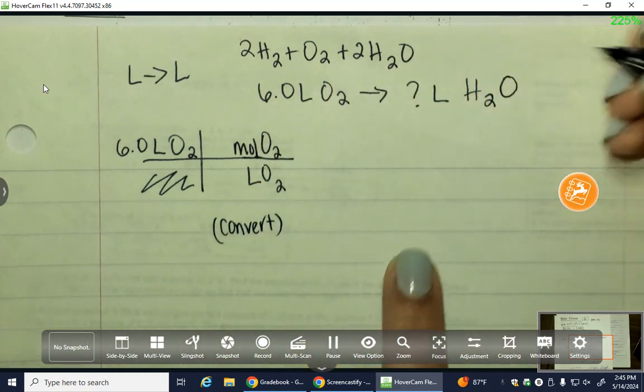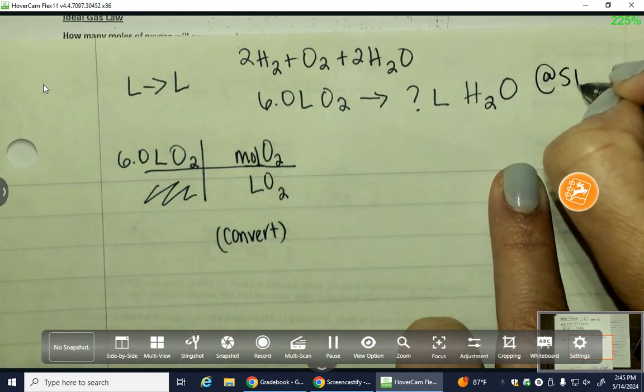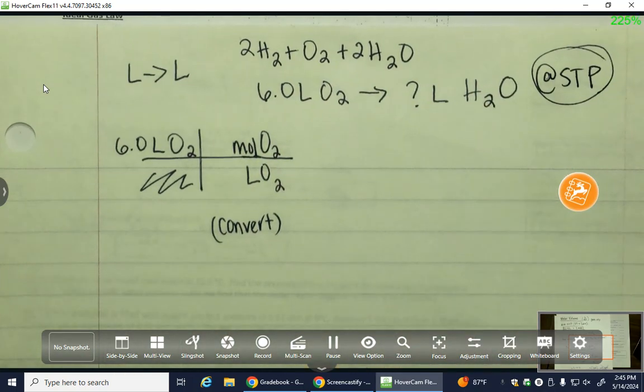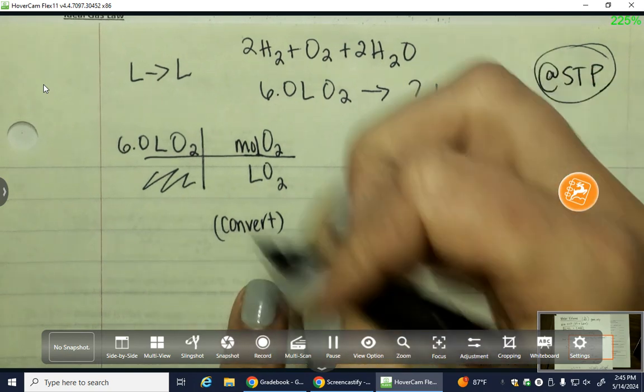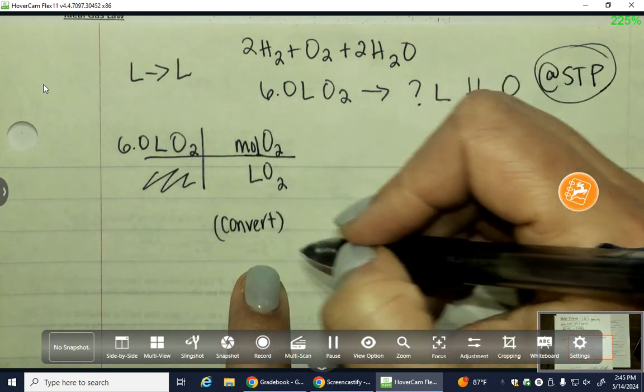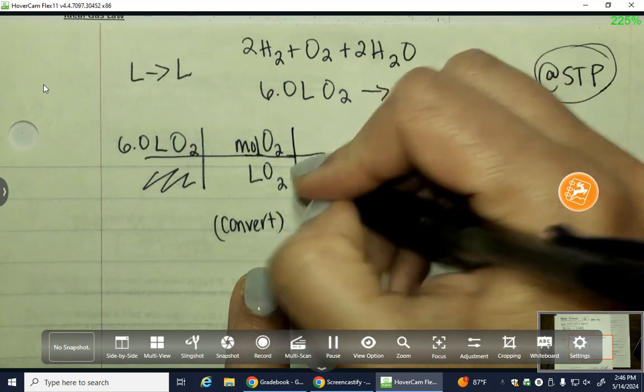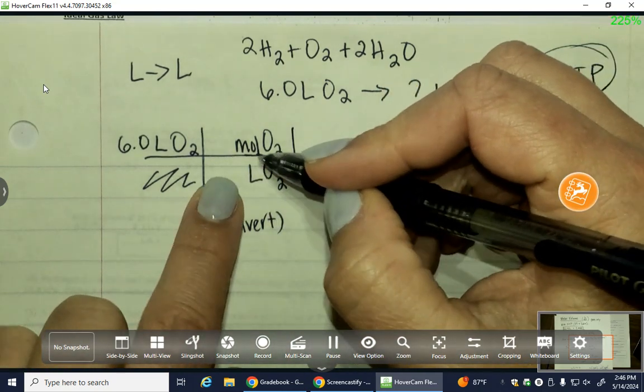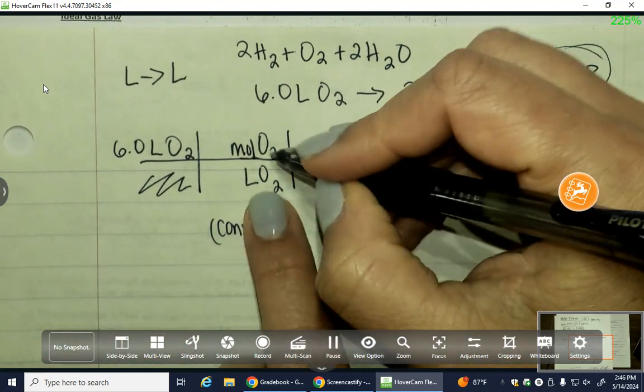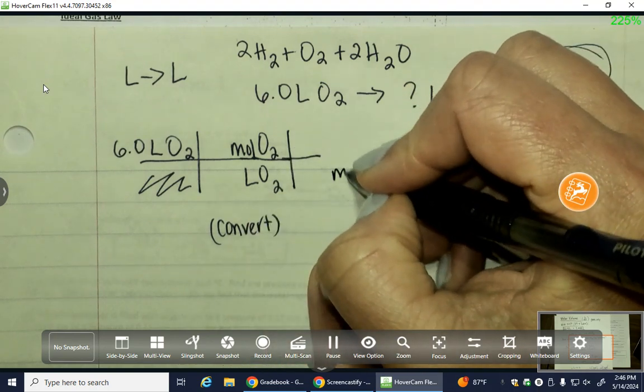Okay, and I'm so sorry, I forgot to put at STP. It's very important that it said that. Okay, so our conversion going from, actually no, I'll say that for the end. I'm going to bring words again down to the right.